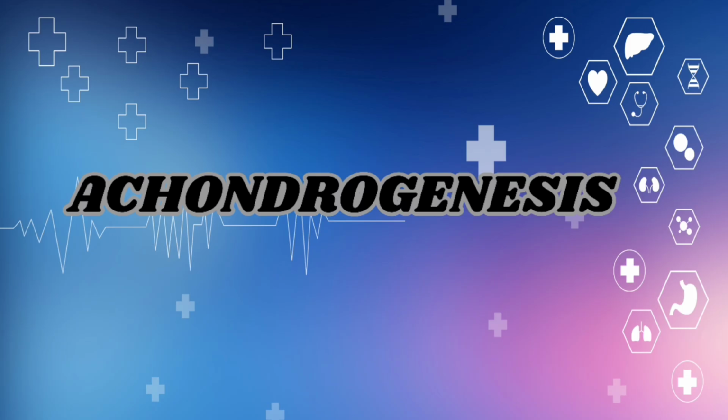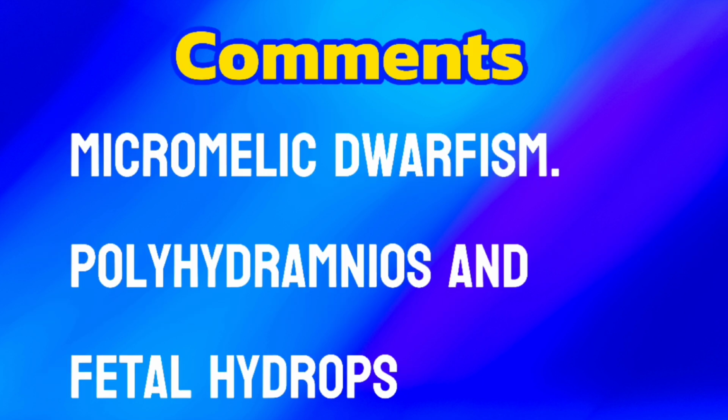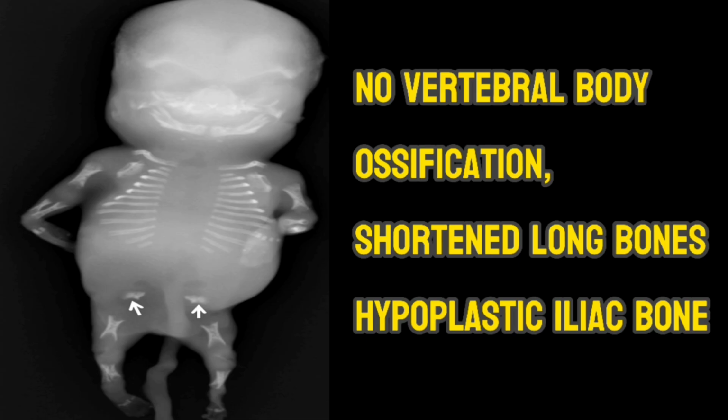Next is achondrogenesis. The findings are poor mineralization of the skull, absent or minimal ossification of the vertebral bodies, short, thin ribs, multiple fractures, deformed and short iliac wings and long bones, absent ossification of the pubis. These are the findings. The comments are micromelic dwarfism, polyhydramnios, and fetal hydrops. On X-ray, no vertebral body ossification, shortened long bones, hypoplastic iliac bone.